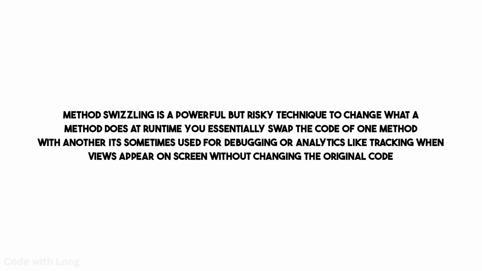What is method swizzling and when would you use it? Method swizzling is a powerful but risky technique to change what a method does at runtime. You essentially swap the code of one method with another. It's sometimes used for debugging or analytics, like tracking when views appear on screen without changing the original code.